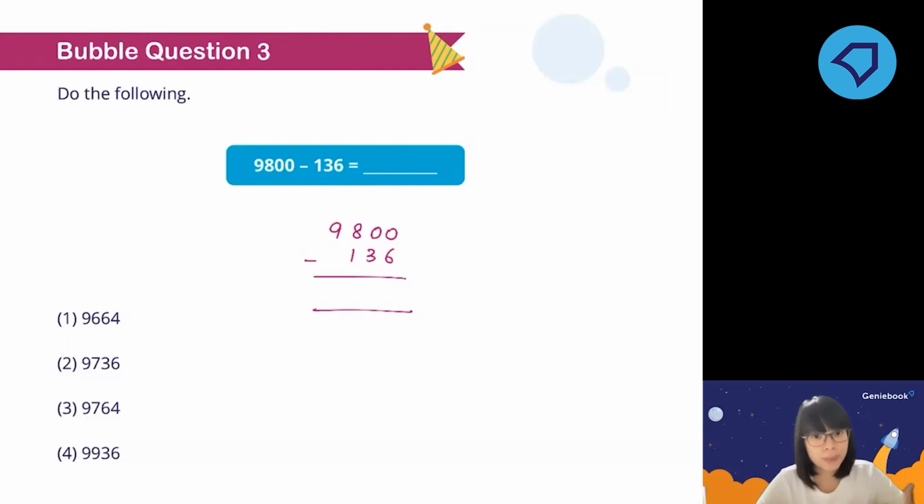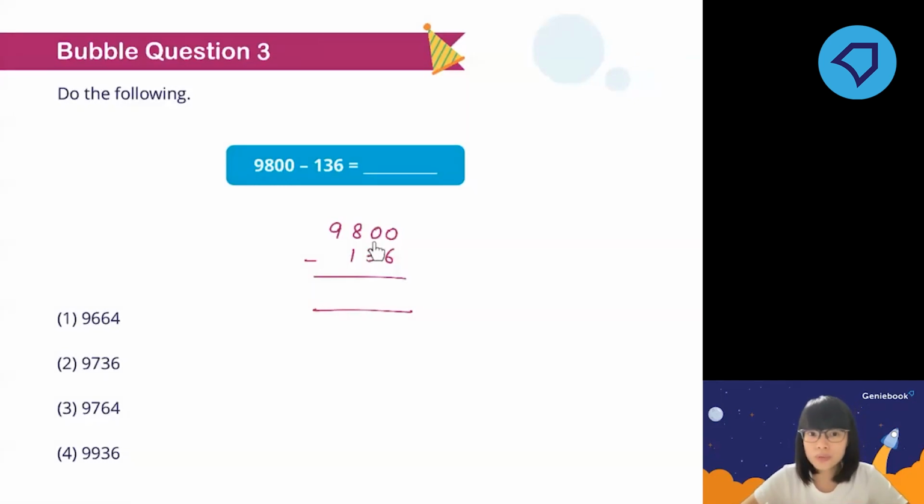Now 0 cannot minus 6, so we need to regroup, correct? But we cannot borrow any number from the tens place because in the tens place, we have nothing as well. There's 0 tens. So where do we do our regrouping for? What do you guys think? I cannot borrow from the tens place.